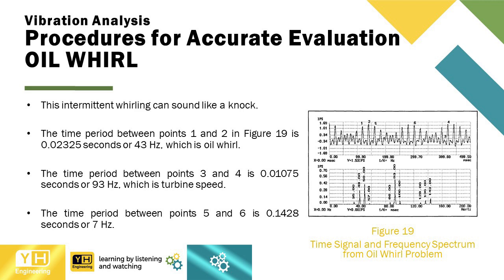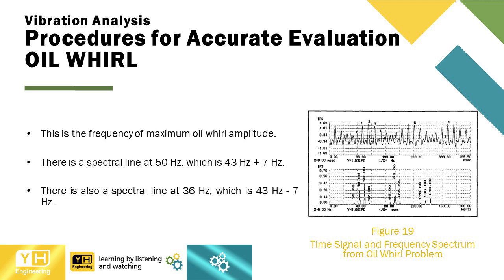The time period between points 1 and 2 in Figure 19 is 0.02325 seconds or 43 Hz, which is oil whirl. The time period between points 3 and 4 is 0.01075 seconds or 93 Hz, which is turbine speed. The time period between points 5 and 6 is 0.1428 seconds or 7 Hz. This is the frequency of maximum oil whirl amplitude. There is a spectral line at 50 Hz, which is 43 Hz plus 7 Hz. There is also a spectral line at 36 Hz, which is 43 Hz minus 7 Hz.